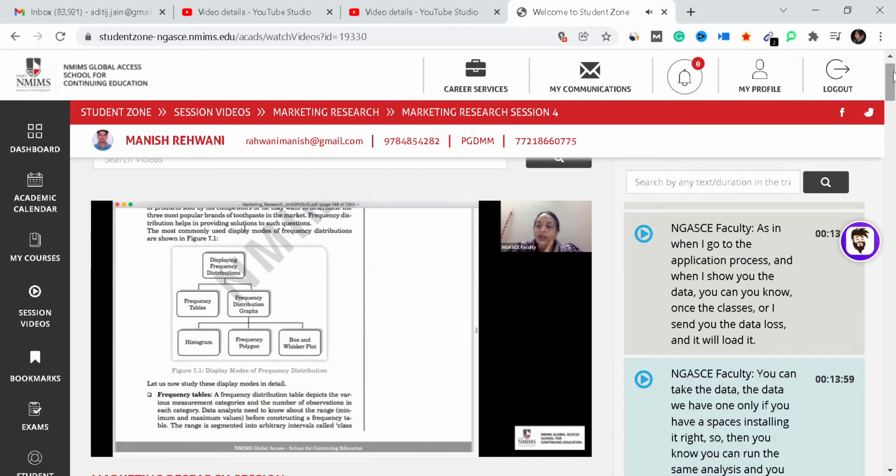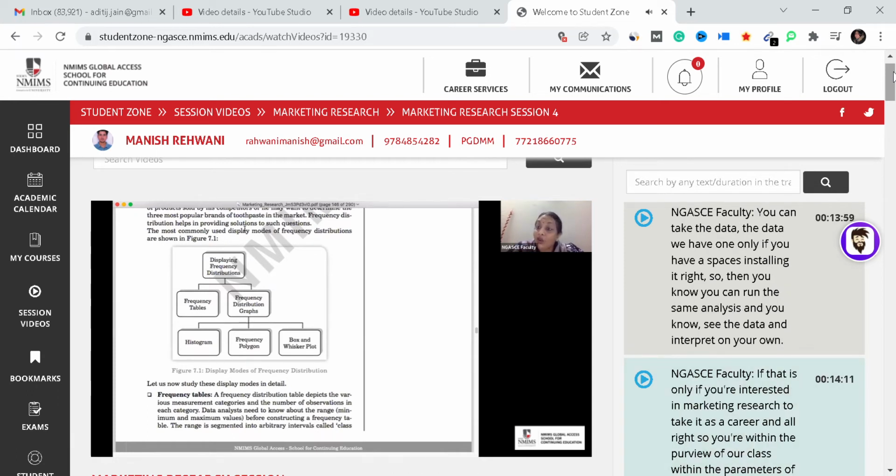You can take the data. The data will open only if you have SPSS installed, right? So then you can run the same analysis, see the data and interpret on your own. That is only if you're interested in marketing research, to take it up as a career. Within the scope of our class, we don't have data analysis with a software.